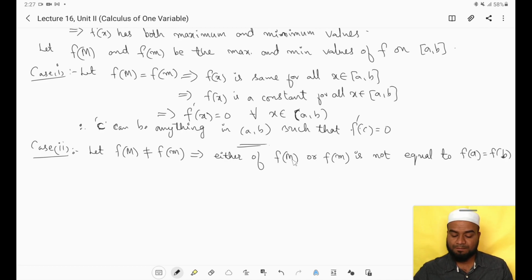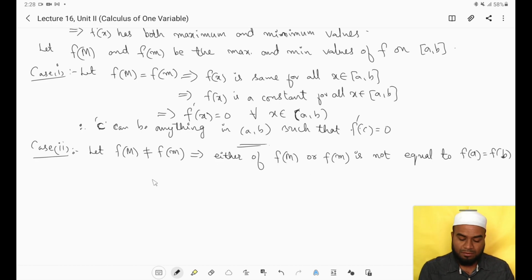What I am saying is when f of capital M is not equal to f of small m, then either of these two numbers, f of capital M or f of small m, will not be equal to this number, because if they are both equal to this number, then they are mutually equal. But that is not true, because we are starting this case with the maximum and minimum values not being equal. If both are equal to the same number, then mutually they will be equal, which is not correct.